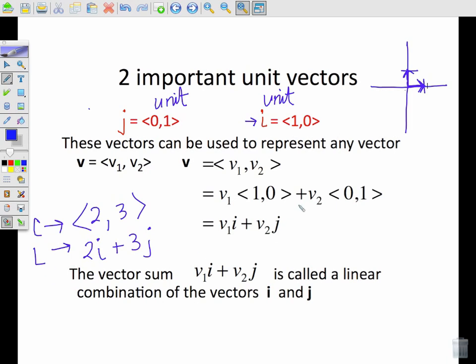That's all this is representing: you're going to see your vectors written in different forms, with the i and the j. It combines and writes your first component with an i, like the x part, and the second component goes with the j, which is like your y value. So the vector sum, vi plus vj, is called the linear combination of the vectors i and j. You're going to see some of your vectors represented in this form. Either one of these forms is fine.